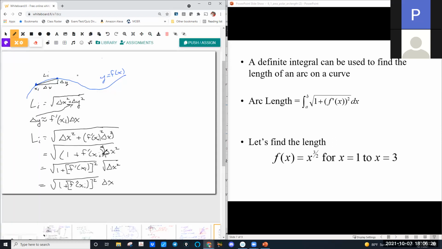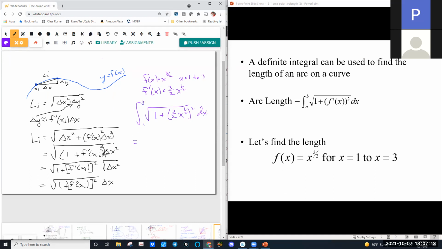Well, let's take a look. Our f of x is x to the 3/2, and we're going from x equals 1 to 3. Here's the biggest thing, and I see it all the time: some people forget to take the derivative first and just plug in f of x. So find your f prime first. It equals 3/2 x to the 1/2. That gets plugged into the formula: the square root of 1 plus 3/2 x to the 1/2 squared dx. And our limits are right here.